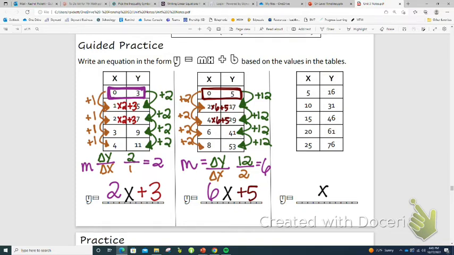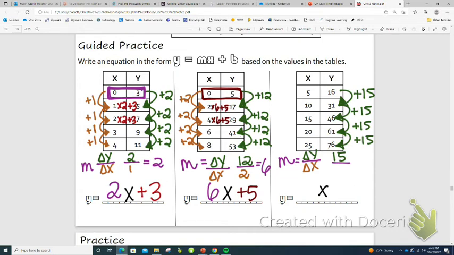The first thing we need to do is find m, the change in y over the change in x. So let's compare our y's. 16 to 31, we'd have to add 15. 31 to 46, add 15. 46 to 61, add 15. And 61 to 76, add 15. So our y is changing by adding 15 each time.